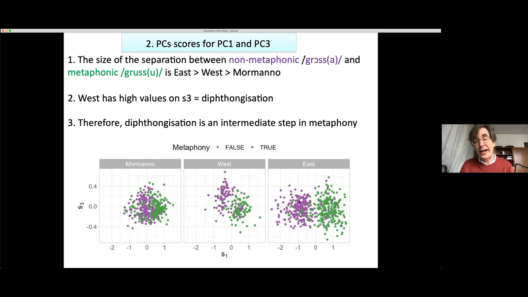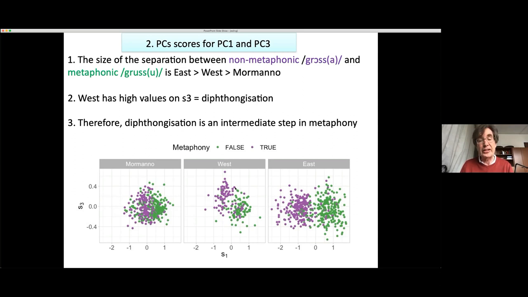We find that on the East Coast there is a very, very good separation between the metaphonic vowel, so that's like grus, and the non-metaphonic vowel gross, whereas in Momano they are very slightly separated, but not that much. And what's most interesting is that on the West Coast they are halfway between this and this.